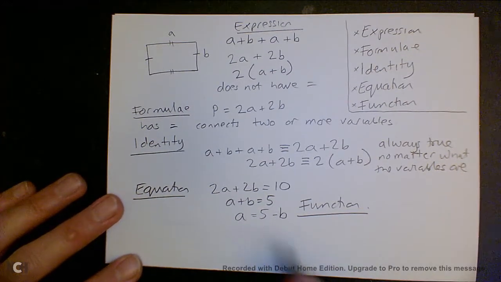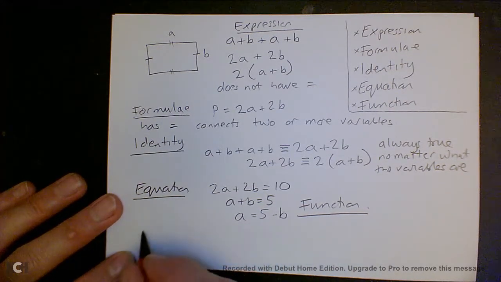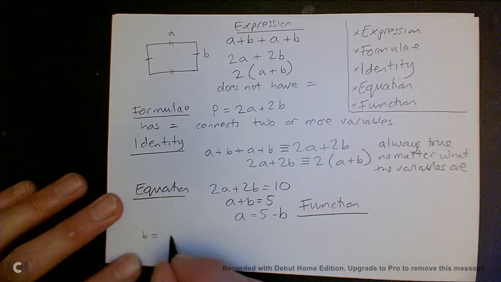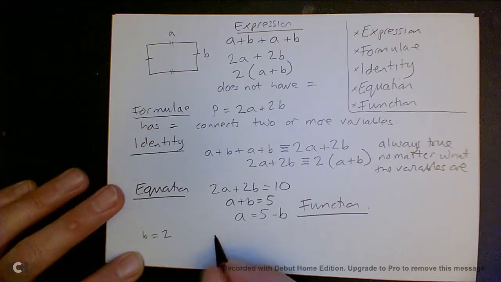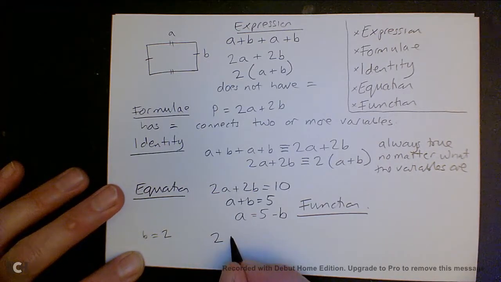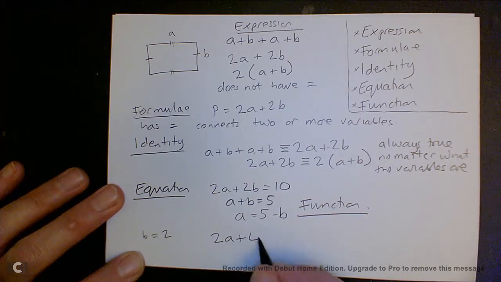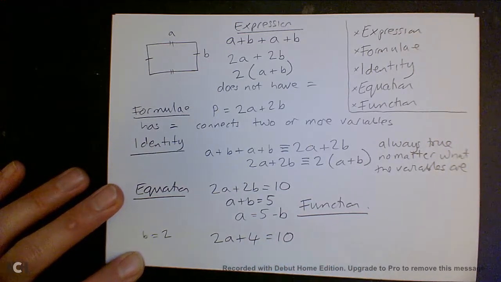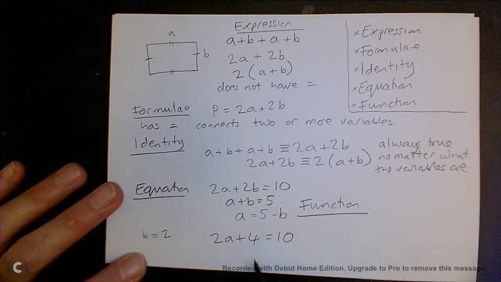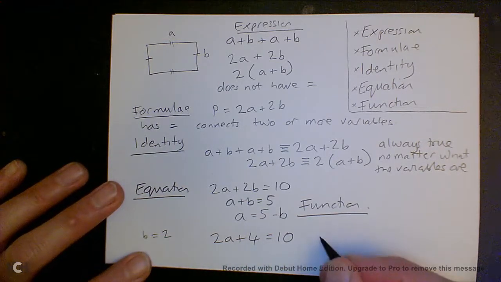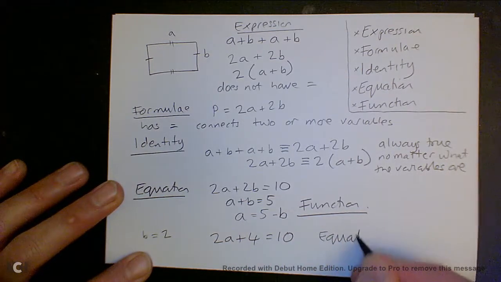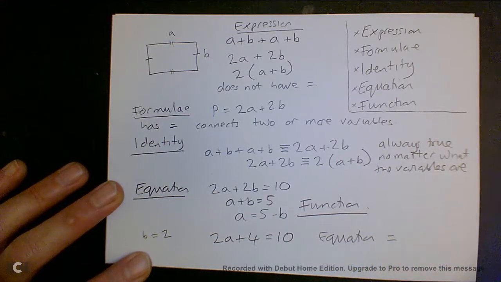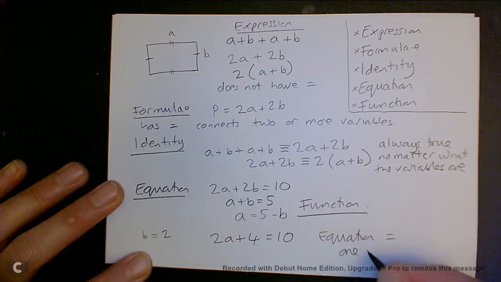So what is an equation? If I told you that the value of B was, say, 2, then I would have a perimeter of 2A plus 4 is equal to 10. This would be an equation. I've got one variable which I can work out. So an equation has an equal sign and one variable.